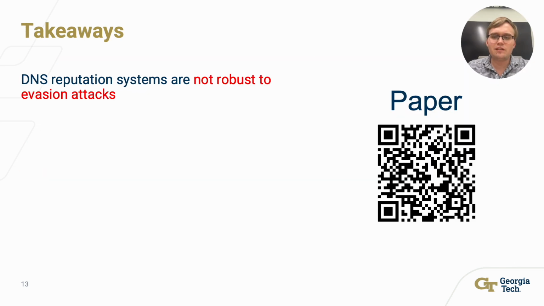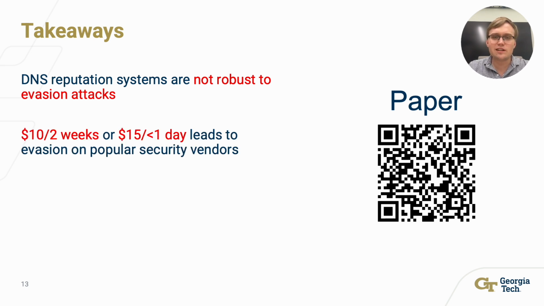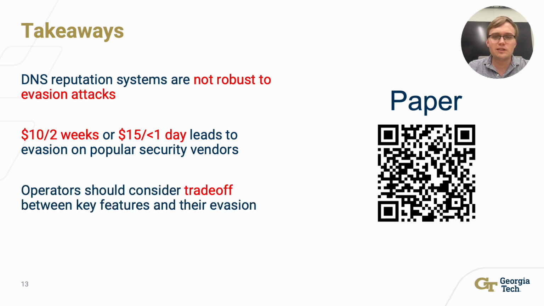So to sum it up, we found that DNS reputation systems are not robust to evasion attacks. It only costs $10 and 2 weeks of effort, or $15 in under a day, to evade popular security vendors and academic models. As a result, we think that operators should consider more thoroughly the trade-off between key features and a model's performance and the susceptibility of those features to evasion.